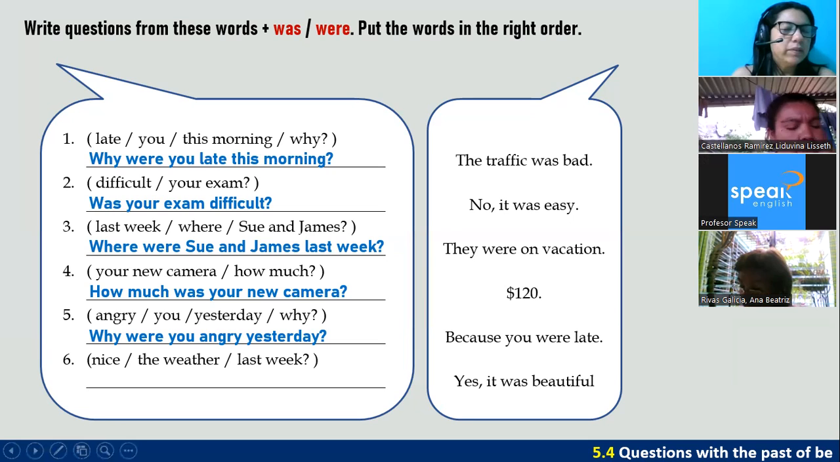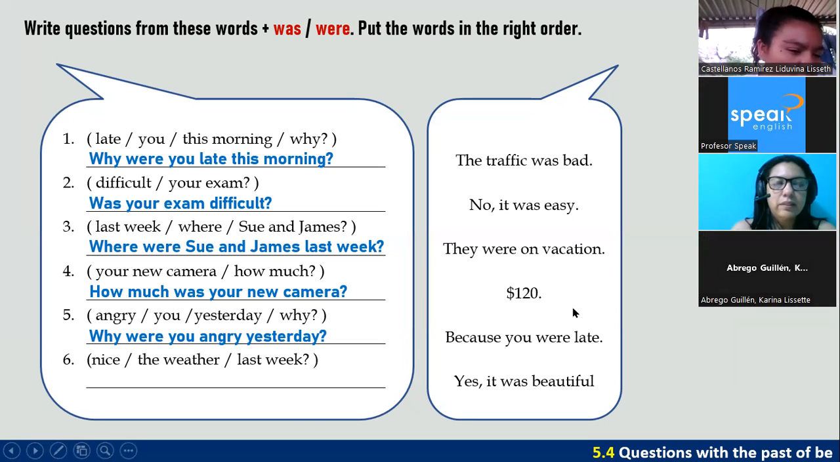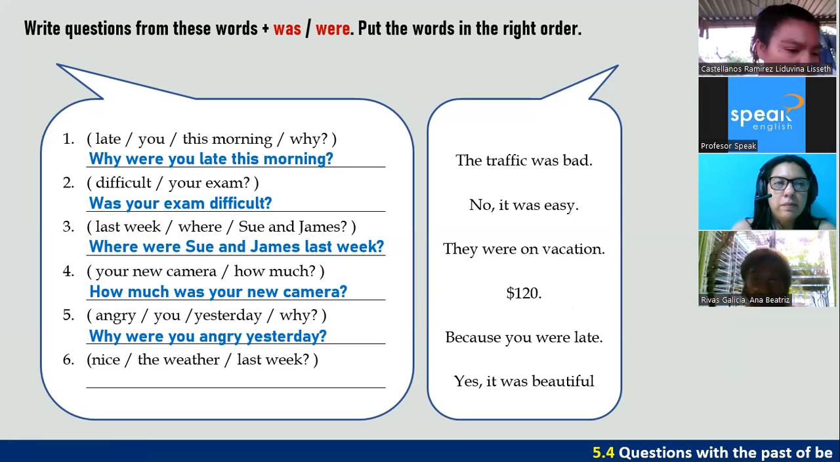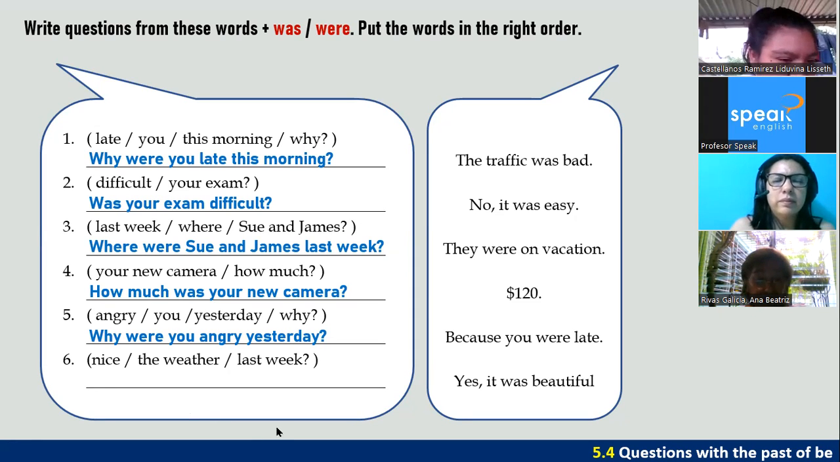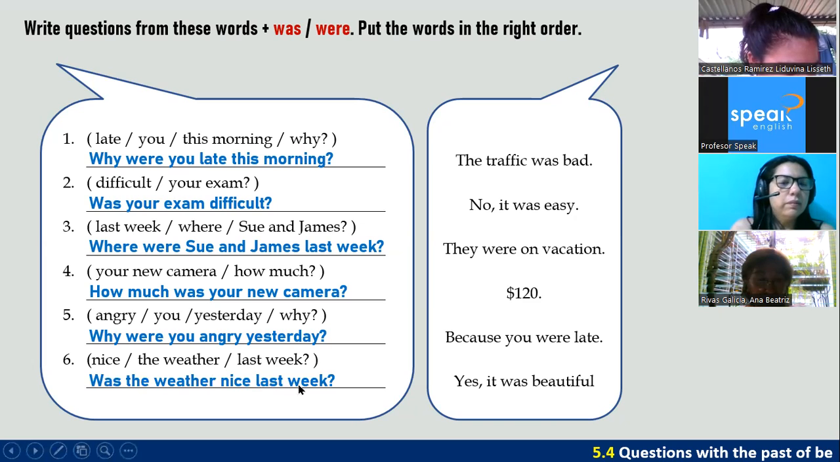Number six, Liduvina. Repeat it one more time. Was the weather nice last week? Ah, ok. Vaya, en este caso, primero, como va el subject, ¿verdad? Antes del resto. Entonces, primero comenzamos con el verb to be y luego el subject. Was the weather, right? Was the weather nice last week? Yes, it was beautiful, ¿ok?